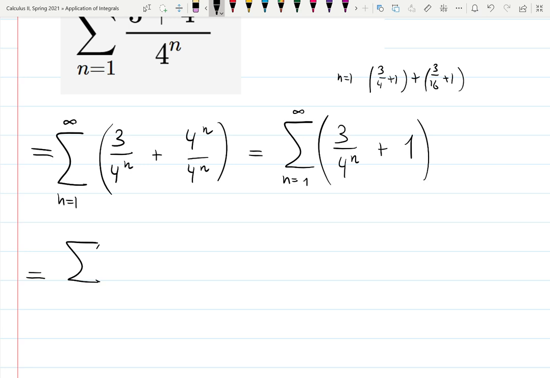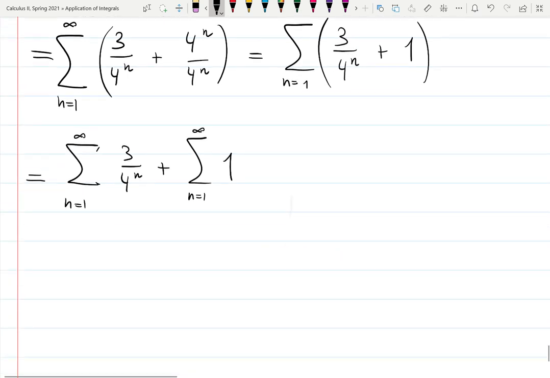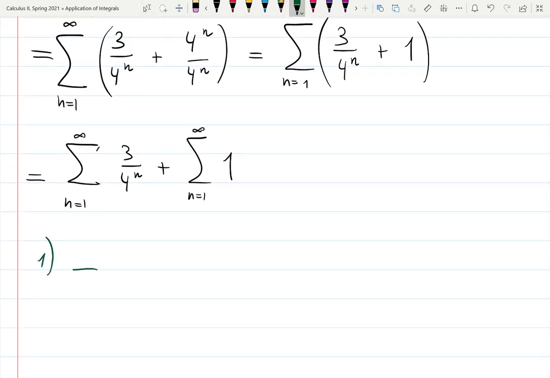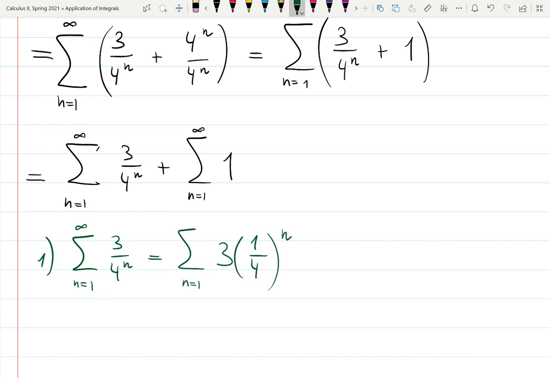Since those are sums, you can break it into two sums. So the first series is from 1 to infinity of 3 over 4 to the n, and the second series is from 1 to infinity of just sum of ones. Let's talk about each sum separately. Sum of 3 over 4 to the n from 1 to infinity. This can be written as 3 times (1/4) to the n from 1 to infinity.